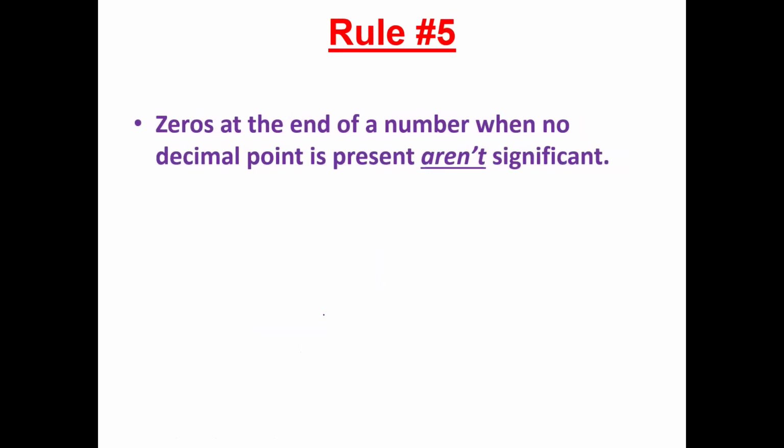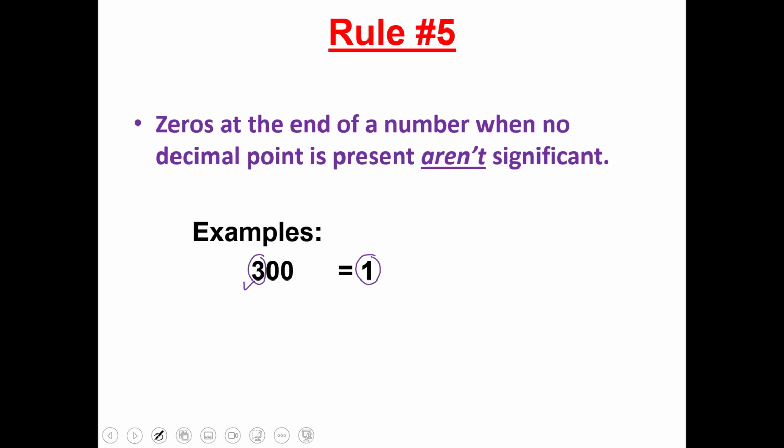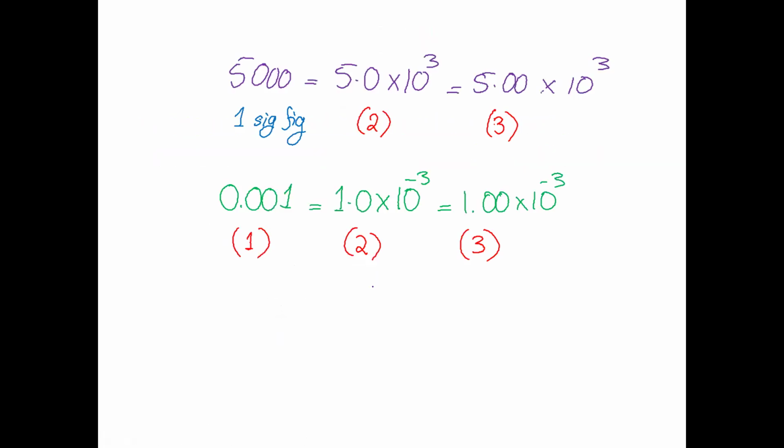Rule number 5: zeros at the end of a number when no decimal point is present are not significant. This is very interesting. Look, 300. Now 300 has no decimal, so we will count only the 3. This is one significant figure. 27,300: 1, 2, 3. We count the 3, but we don't count the zeros at the end.